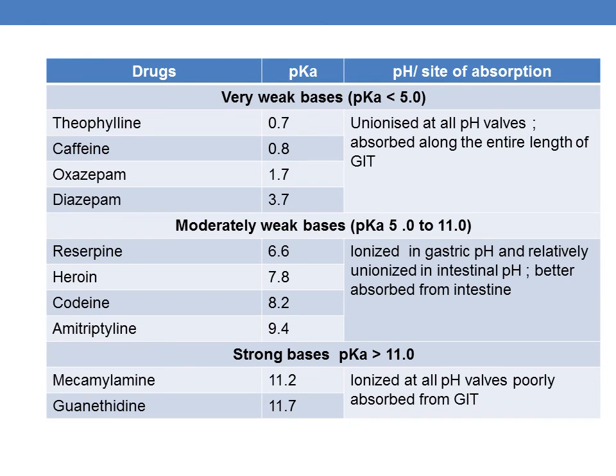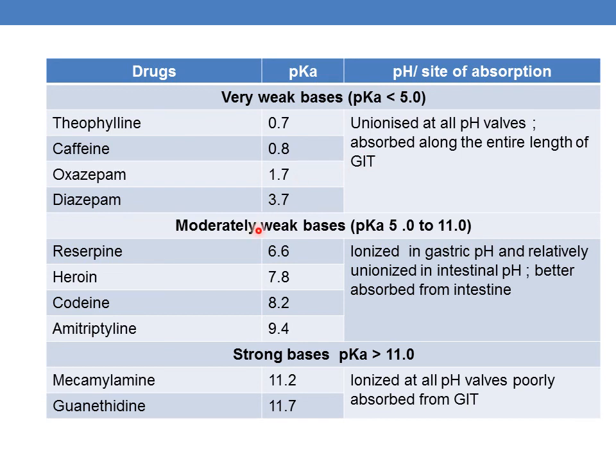Now let us consider the fate of bases. For weakly basic drugs whose pKa value is less than 5, the examples are theophylline, caffeine, oxazepam and diazepam. They are mostly unionized at all pH values and they are absorbed along the entire length of the GIT.